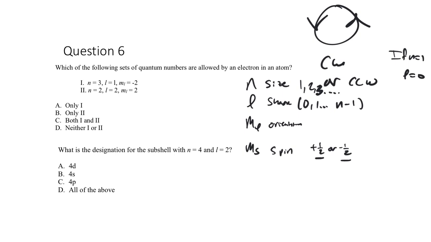This then starts to get into the shape, that an l shape is an s orbital for 0, p for 1. If you go to 2, that's a d shape.